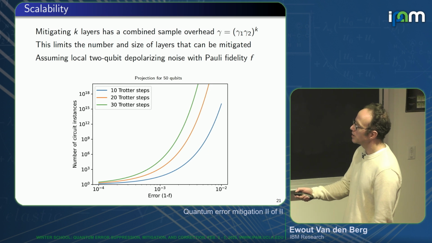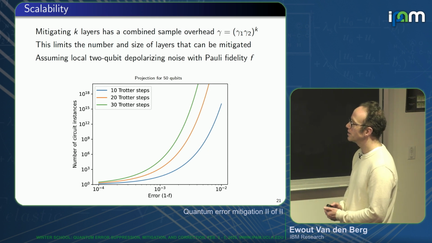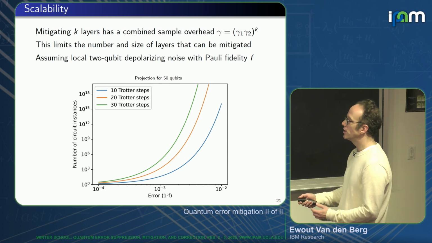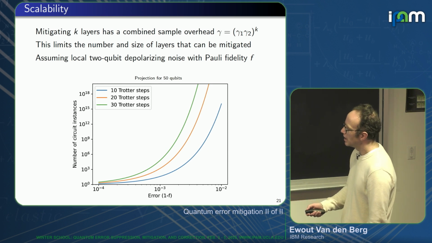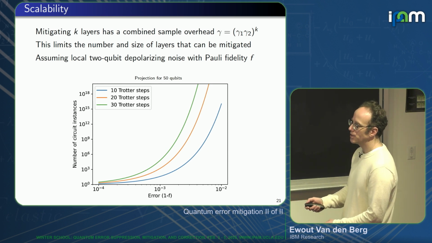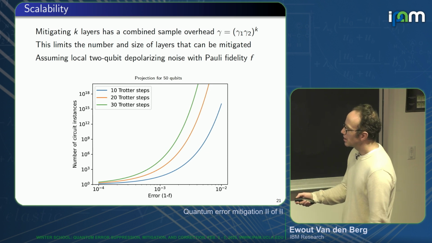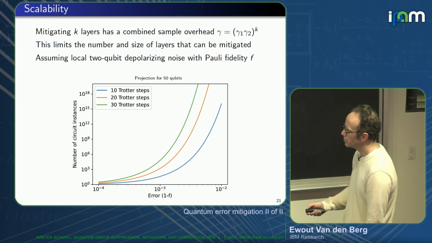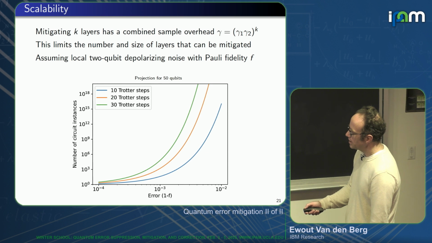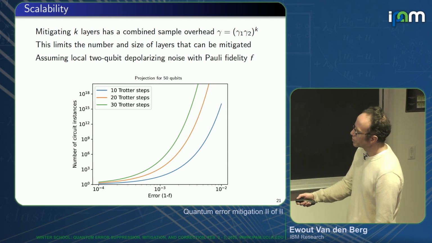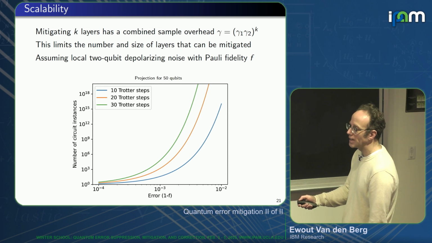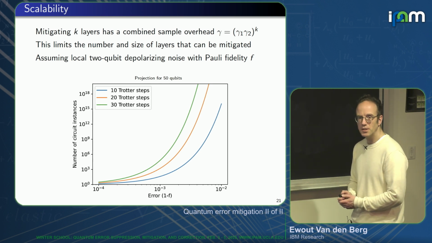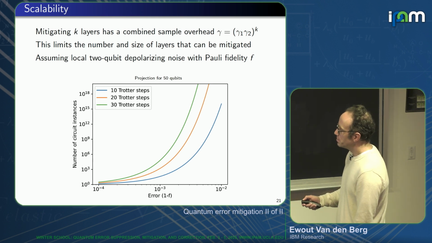So let's just assume there's local 2 qubit depolarizing noise with some Pauli fidelity f. Then if you say, well, I have 50 qubits and I want to take 10, 20, 30 trotter steps, how many more samples do I need to take to get the unit variance compared to just sampling the ideal version? And you see that as the error increases, the number of circuit instances really grows dramatically, right? 10 trotter steps at this error rate takes 10 to the 15 shots, which is too many. So that looks really bad.